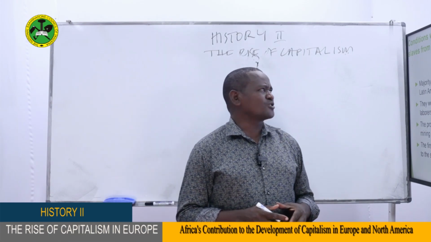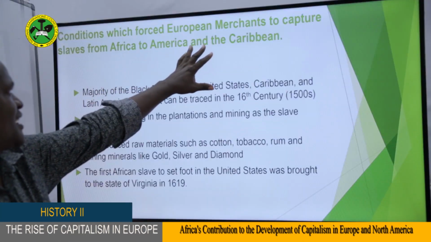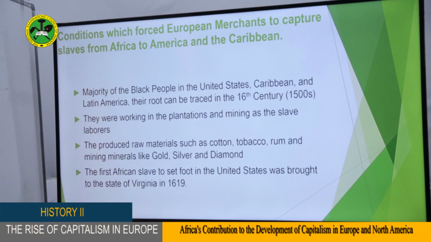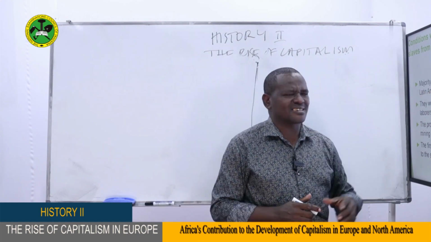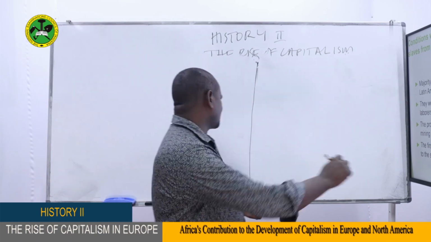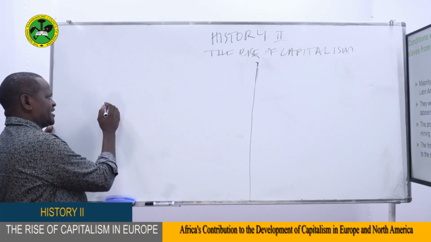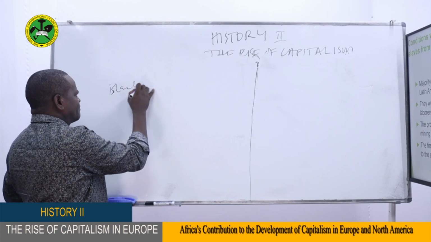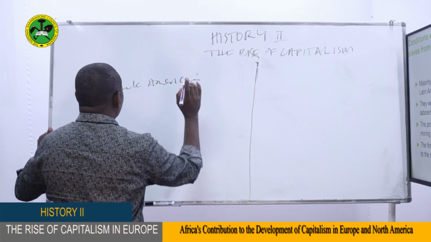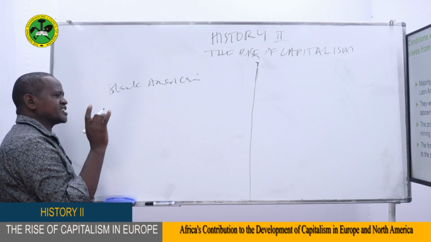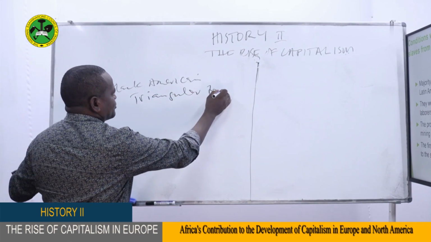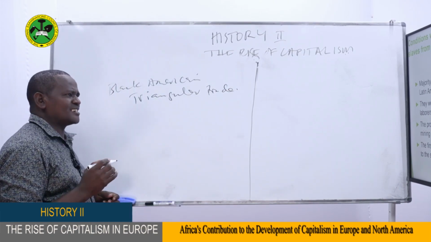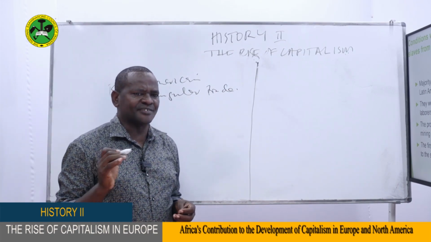My dear students, let's now go to the conditions which forced European merchants to capture slaves from Africa to America and the Caribbean. But before that, we have to look at the America that we know today. The majority of the black people that we see in America today, the so-called black Americans, not all of them, but most of them, reached America through what we call triangular trading. That means they were taken to North America and the West Indies as slaves.